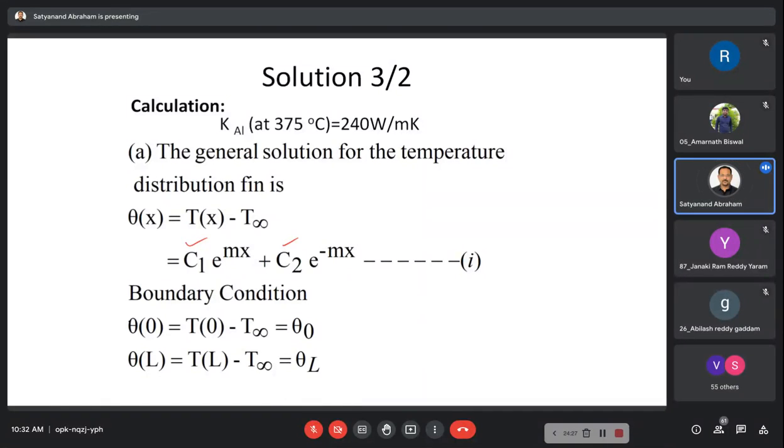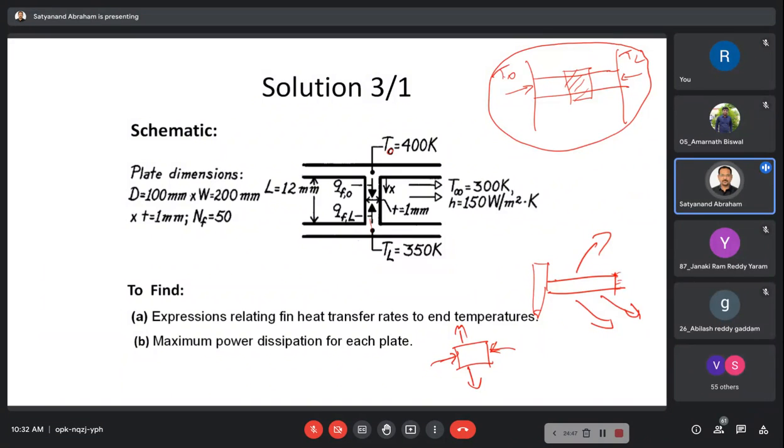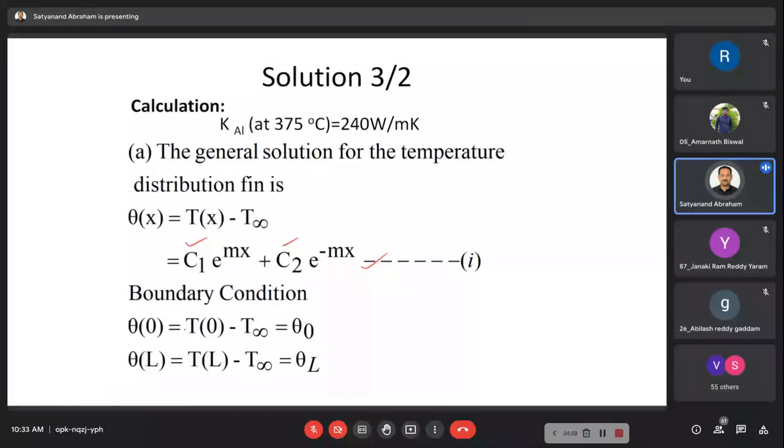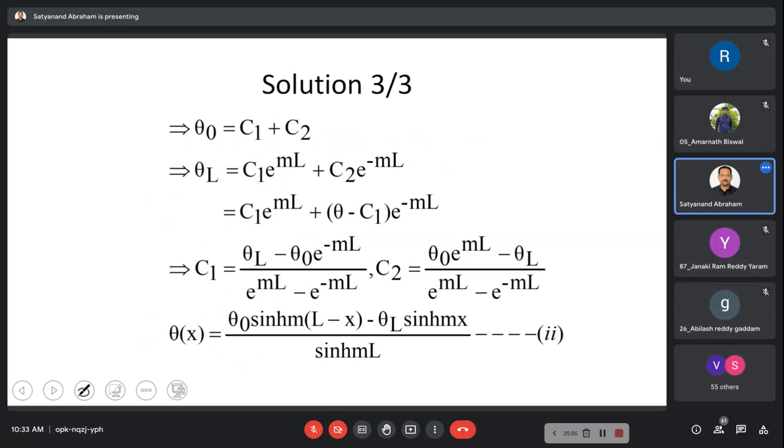Here we can see C1 e raised to mx and C2 e raised to minus mx, so here also it is written in terms of exponentials. The boundary conditions are at x is equal to 0. The length starts from the top at x is equal to 0, where theta 0 is equal to T0 minus T infinity, and at x is equal to L, theta L is equal to TL minus T infinity. Based on that, you can find your constants.